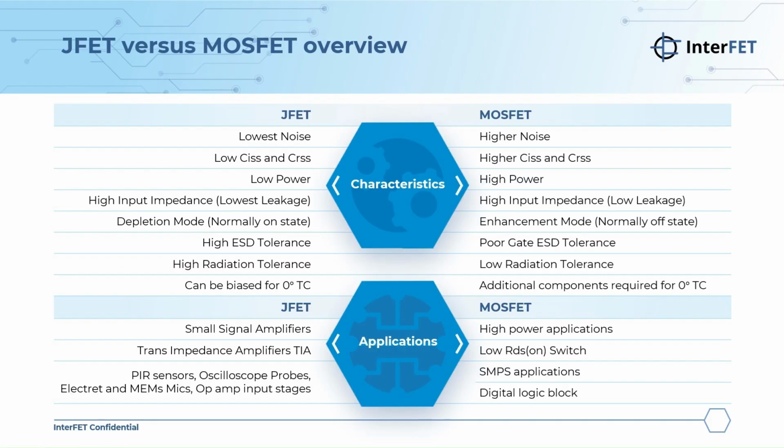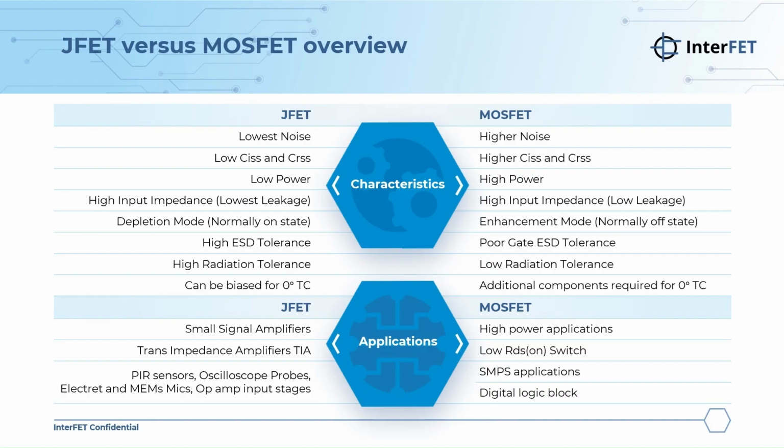When the job is to handle very small, delicate signals, think precision sensors, microphones, sonar front ends, the JFET often wins. Why? Because it delivers exceptionally low noise and very high input impedance, preserving weak signals instead of loading them down. JFET gates are reverse biased and draw essentially no input current, which cuts current-related noise at the source.